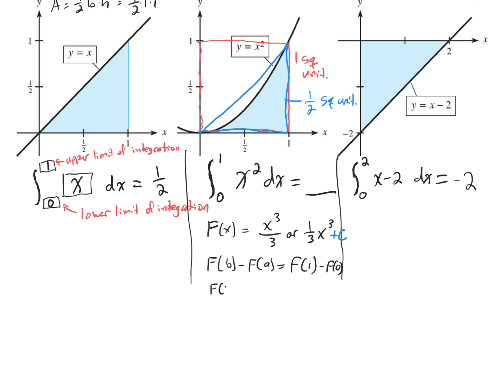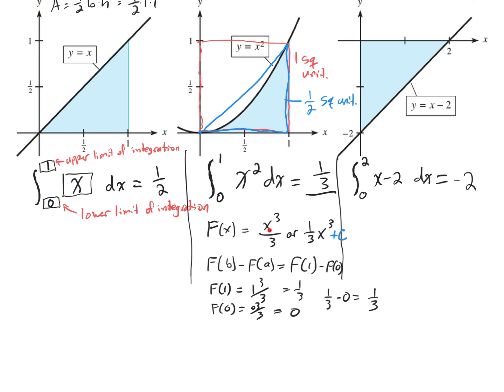All right, well, capital F of 1 would be equal to 1 cubed over 3, which is 1/3. Capital F of 0 would equal 0 cubed over 3, which is 0. 1/3 minus 0 is 1/3. So what we've computed is that the area underneath that curve is 1/3.